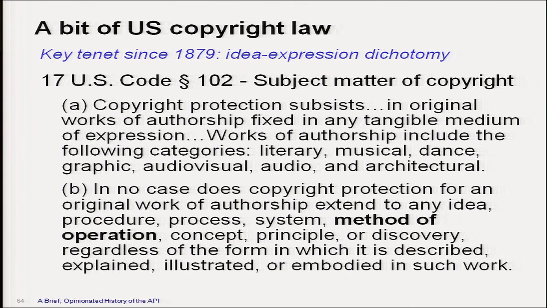A tiny bit of copyright law. It actually is important that you know this. The key tenet of US copyright law since 1879 is the idea-expression dichotomy, which is summarized in section 102 here. It says copyright protection subsists in original works of authorship. Works of authorship include the following categories: literary, musical, dance, graphic, and so on. In no case does copyright protection for an original work of authorship extend to any idea, procedure, process, system, method of operation, concept, principle, or discovery, regardless of the form in which it is described.